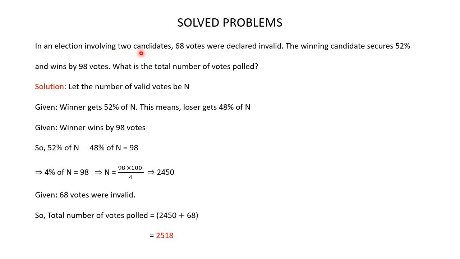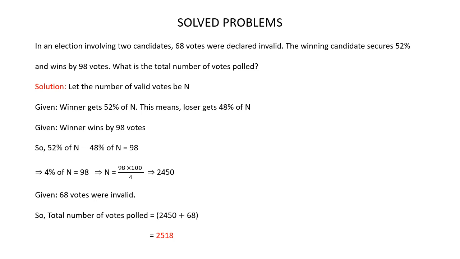In an election involving two candidates, 68 votes were declared invalid. The winning candidate secures 52% and wins by 98 votes. What is the total number of votes polled?